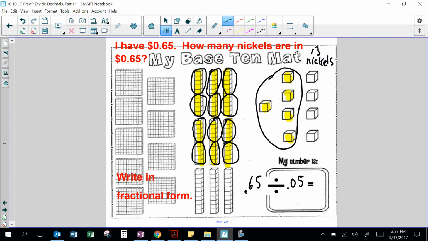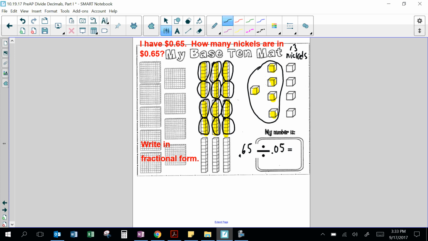Now, can I write this in fractional form? Yes, I can. 65 cents divided by 5 cents. So we are going to be learning how to divide this. We do not like working with decimals right here. Is there a way I can turn this 5 hundredths into a whole number? Because I prefer working with whole numbers, the divisor that is.